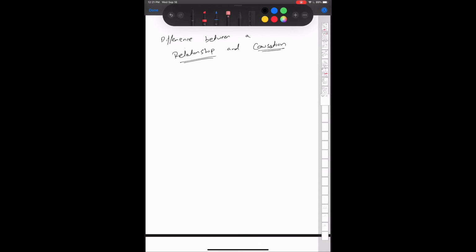So when we say that there is a relationship between x and y, and that if x increases, y tends to increase on average, it's different from saying that x causes y. Saying that x causes y requires more evidence. Okay, so let's look at an example.